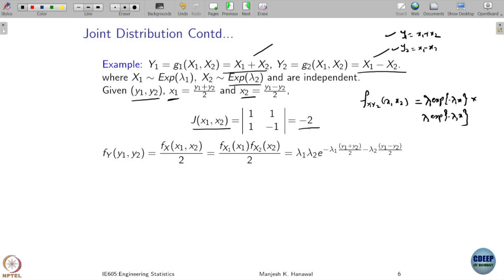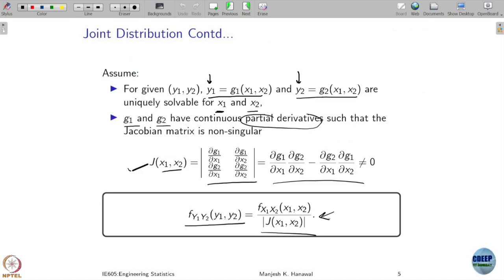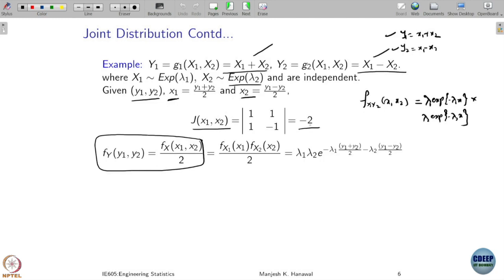Okay, and now I am going to simply apply the formula we discussed. The denominator is minus 2, but why did I take 2 here? Notice that this is the absolute value of the determinant in the denominator. Even though I got the determinant as minus 2 here, I have taken its absolute value, that is why it is 2 here. And in the numerator, the joint PDF has split into the marginals because they are independent. And now all I have done is use this formula here and replaced x1 by (y1 plus y2) by 2 and x2 by (y1 minus y2) by 2. Now this is entirely in terms of my y.